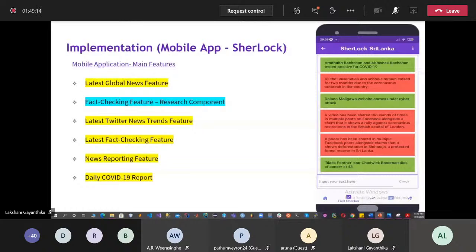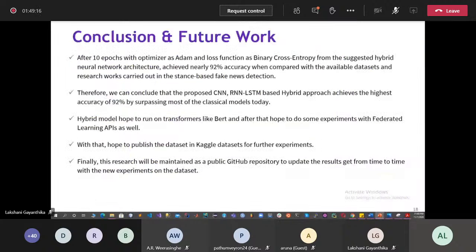And for the conclusion and future work, we can see after 10 epochs with Adam optimizer and binary cross entropy loss function, from the suggested hybrid neural network architecture, we have achieved 92% accuracy with the available dataset and research work carried out in this trans-based fake news detection area. Therefore, we can conclude that the proposed CNN RNN LSTM-based hybrid approach achieves the highest accuracy of 92% by surpassing most of the classical models today.